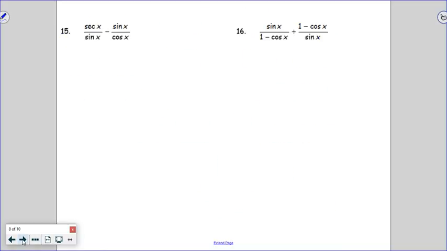Number 15, I started by getting a common denominator. I slid the secant down to the bottom, so that first term would be cosine x sine x, which means the second one would need a sine x to have a common denominator.